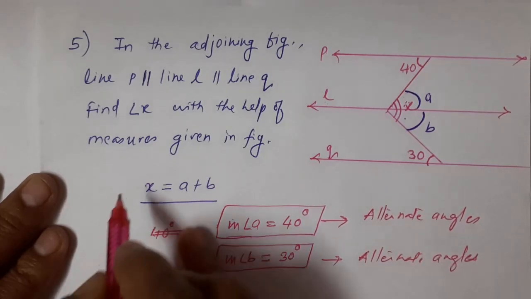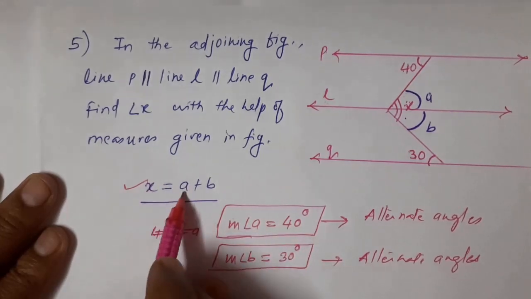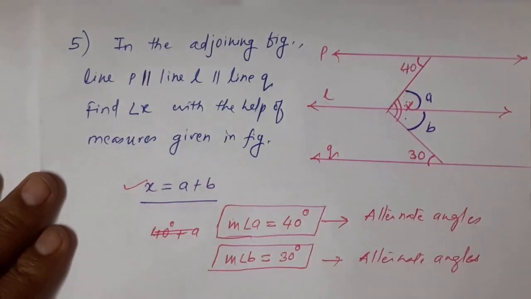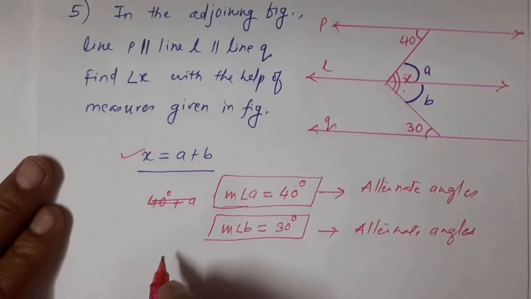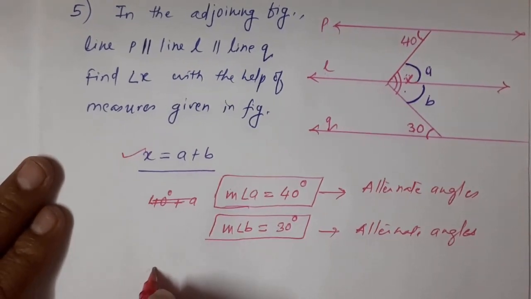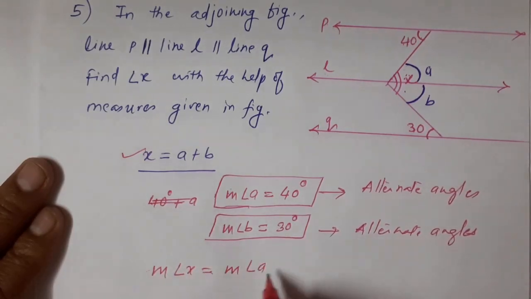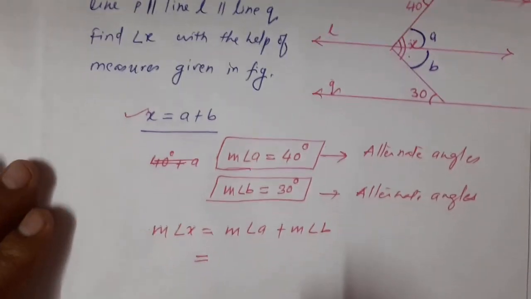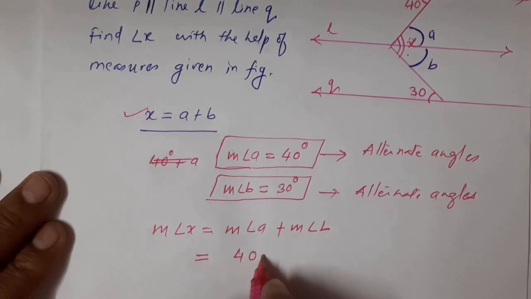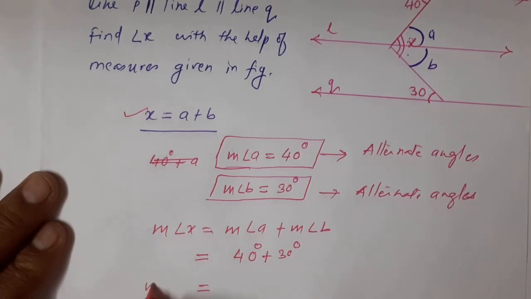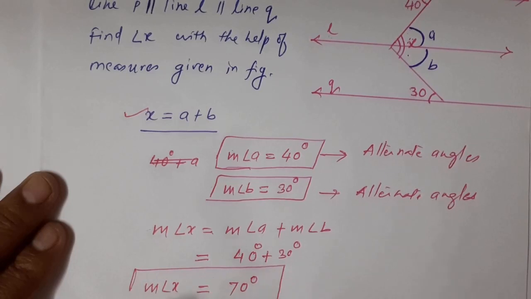First of all we considered x is equal to A plus B. We have to find the value of x. The measure of angle x is equal to the measure of angle A plus the measure of angle B. We have found out the measure of angle A is 40 degrees and the measure of angle B is 30 degrees. So the measure of angle x will be 70 degrees.